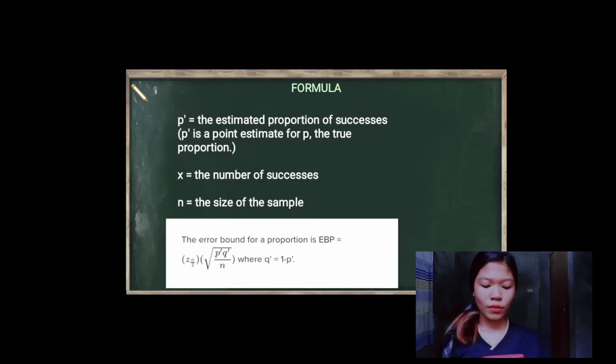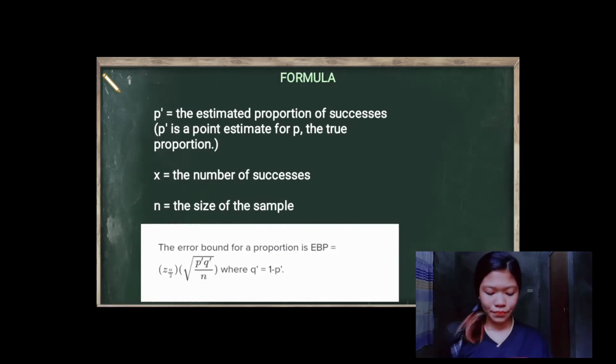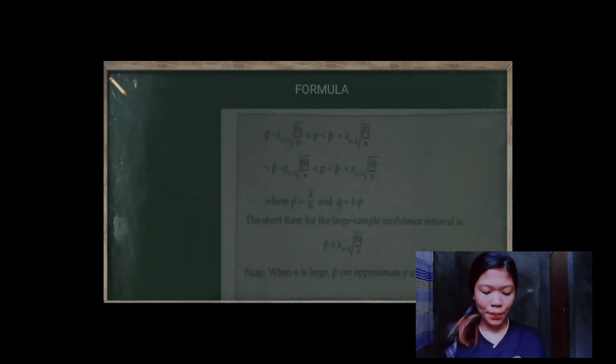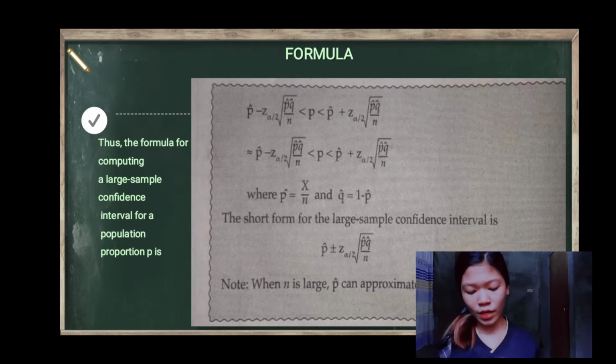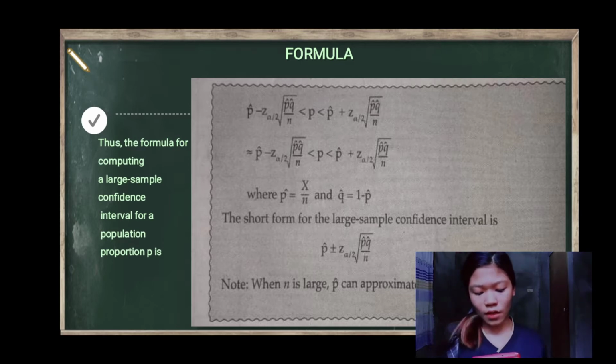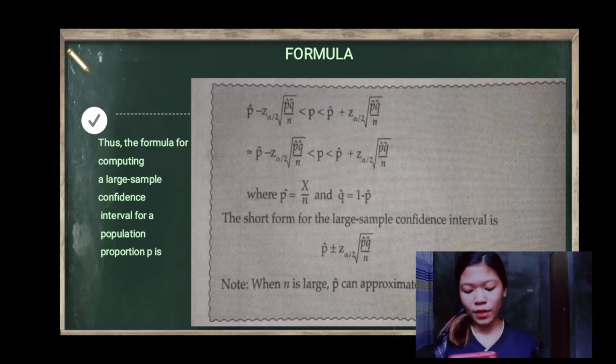Formula: p hat equals the estimated proportion of successes. p hat is a point estimate for p, the true proportion. x equals the number of successes and n the size of the sample. p hat minus z times the square root of p hat q hat over n is less than p, which is less than p hat plus z times the square root of p hat q hat over n, where p hat is equal to x over n and q hat equals 1 minus p hat.